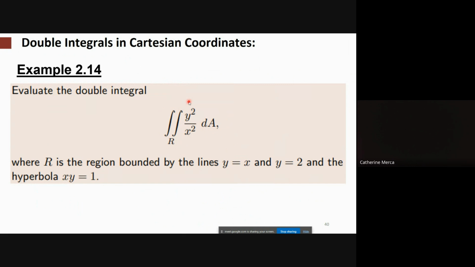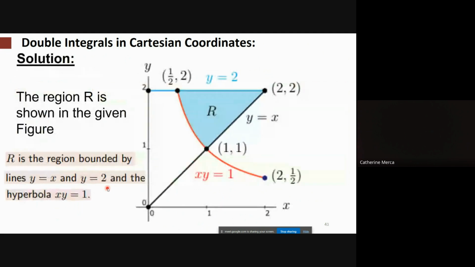So the region is bounded by the lines y is equal to x. Again, it's that line that slants upward to the right. y is equal to 2, meaning I have a constant value for y there, and the hyperbola xy equal to 1. The hyperbola can be rewritten as either x equal to 1 over y or y is equal to 1 over x. So it looks like this. You can graph it.